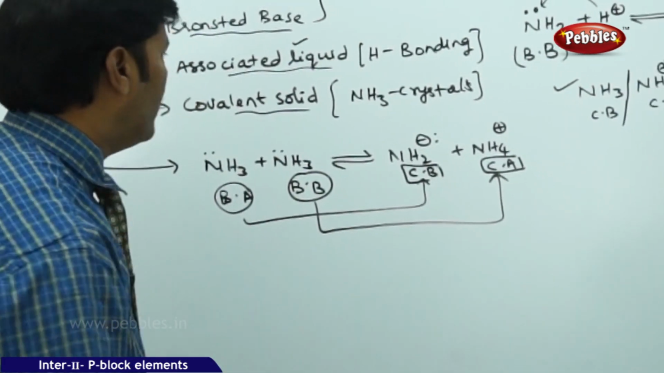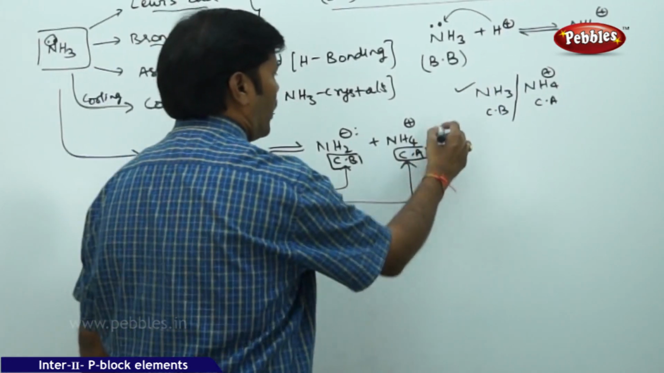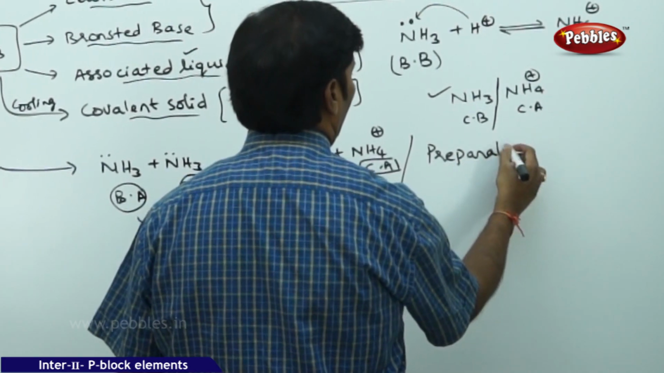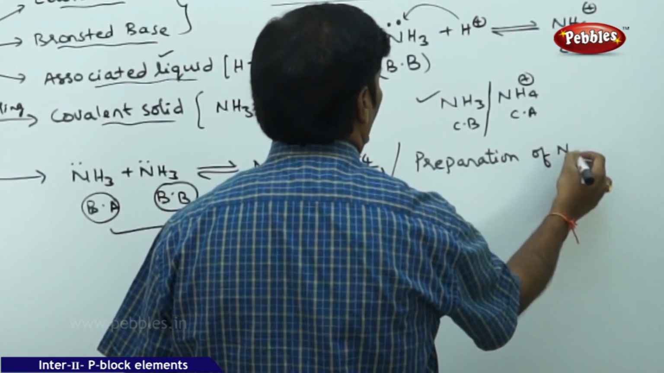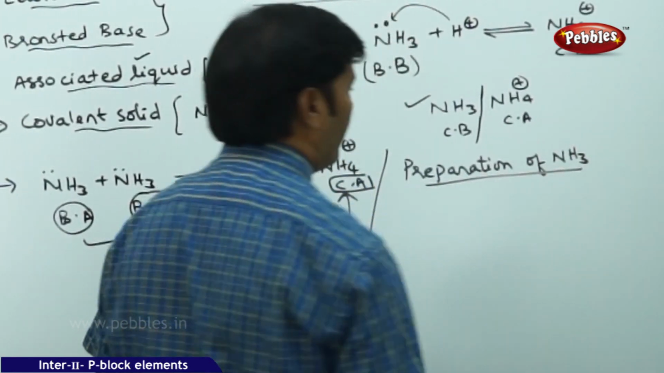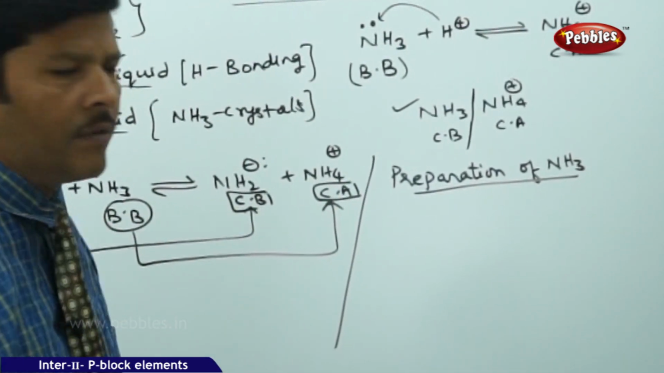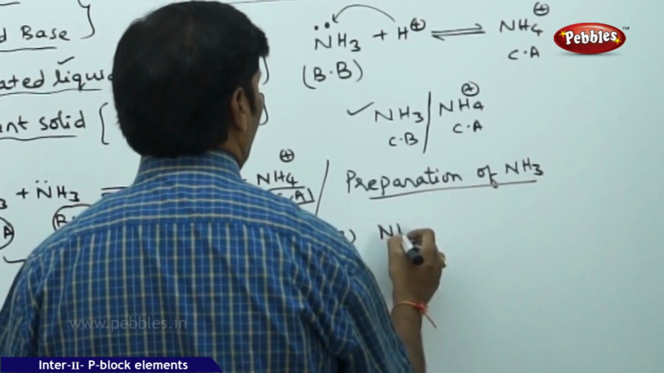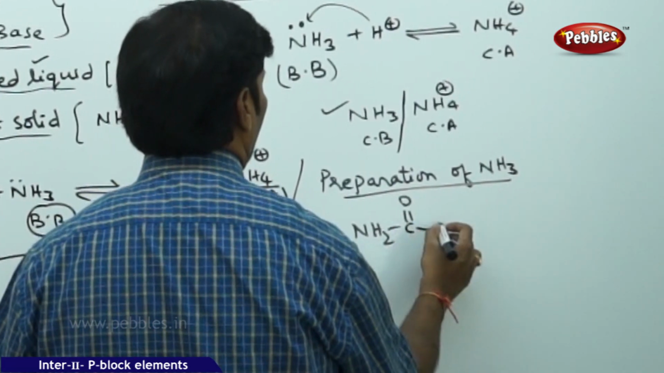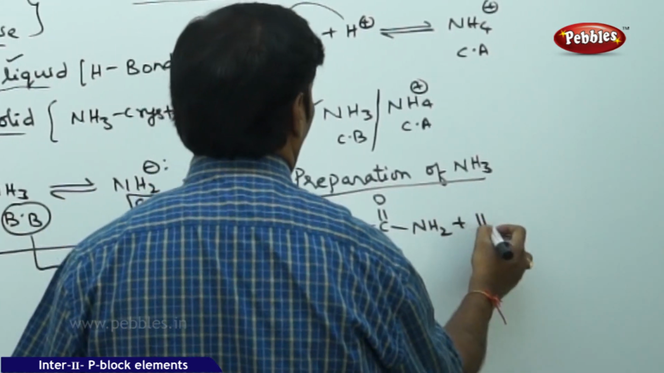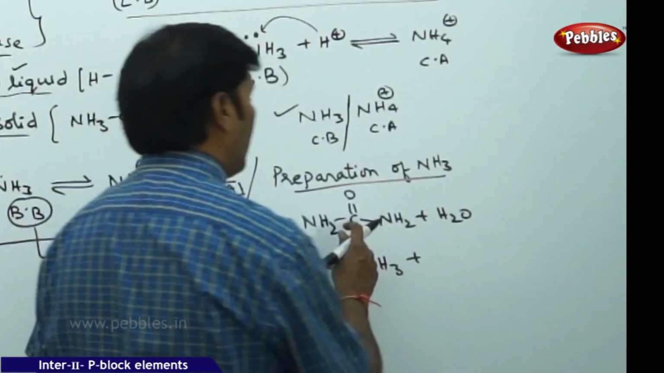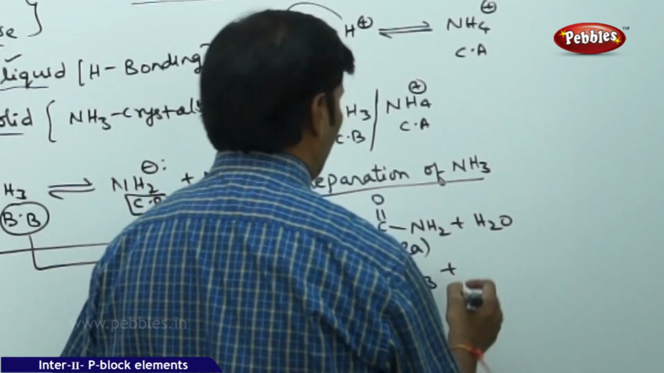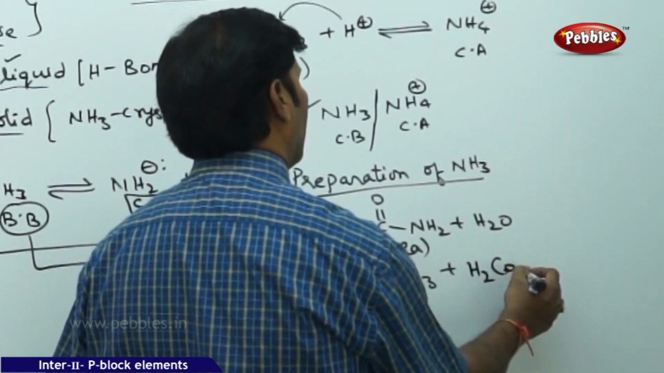Apart from this, if you go for the normal laboratory preparation of ammonia, there are many methods. You can prepare ammonia by treating salts of ammonia with calcium hydroxide. But the very popular preparation of ammonia is to take urea and subject it to hydrolysis, and then you get ammonia. Here the urea is NH2CONH2. Urea upon hydrolysis gives ammonia, and it also gives carbonic acid.